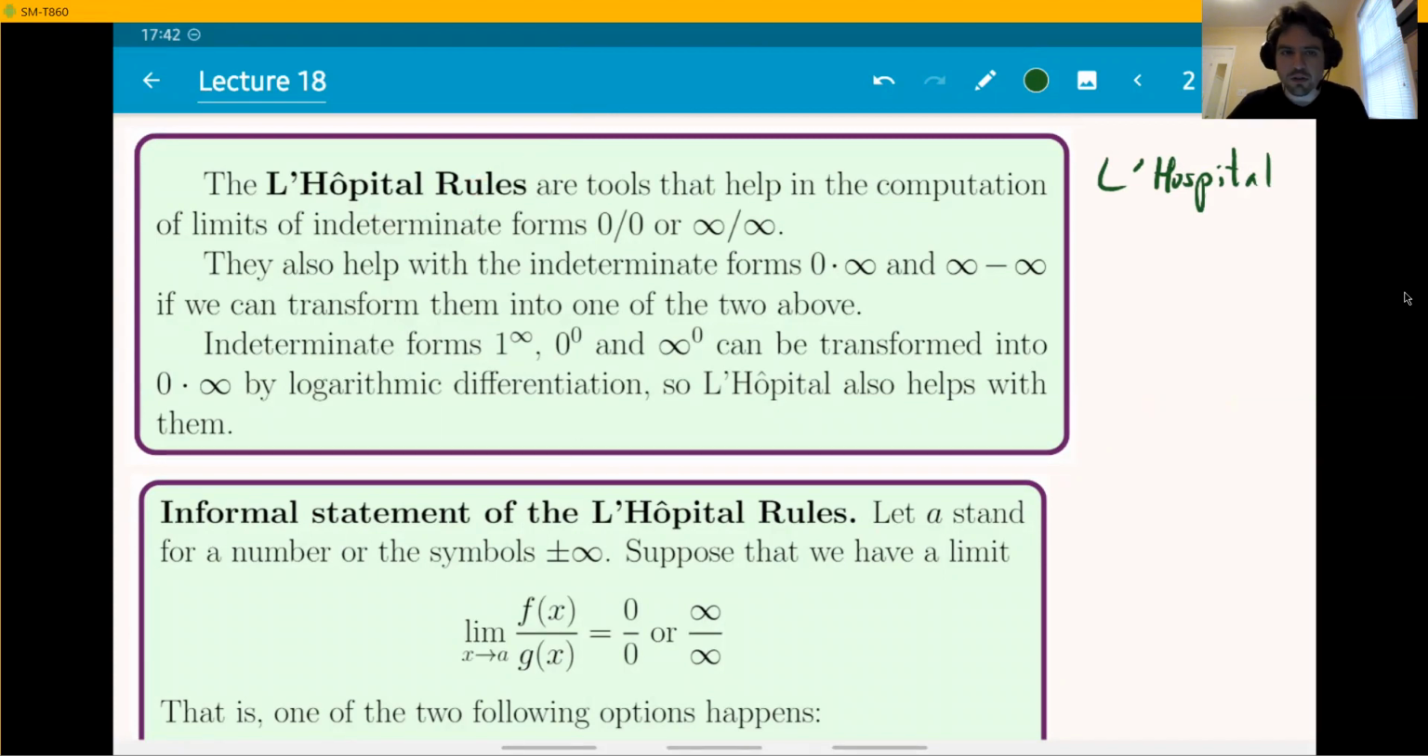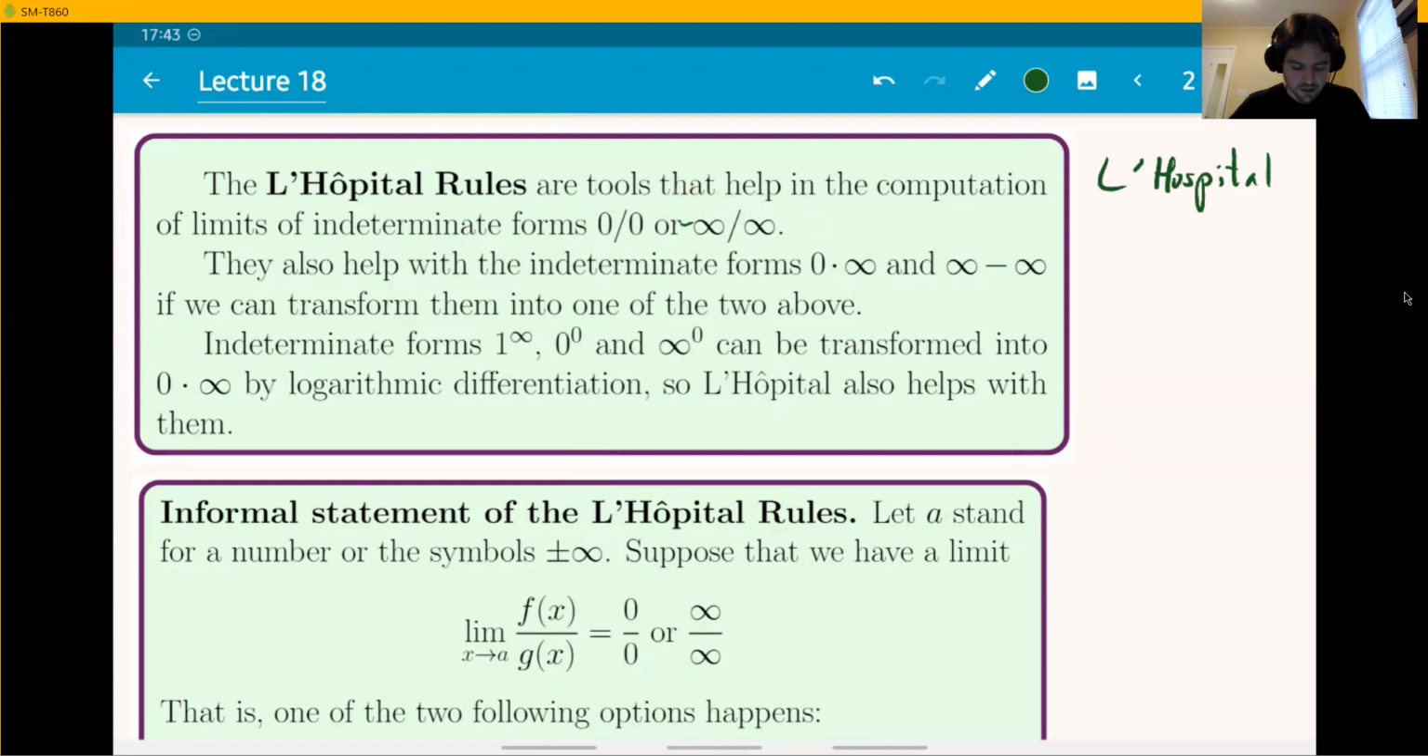This is basically the last one of the tools that we're going to learn for computing limits, in particular limits of this form. They are tools that help the computation of limits of the indeterminate forms 0 over 0 or infinity over infinity, by which I mean it could be either plus or minus infinity for both of them. Could be like plus in one and minus in the other.